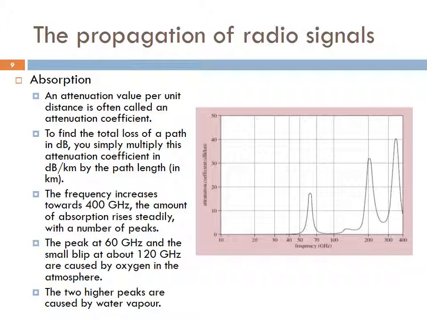Second, as the frequency increases towards 400 GHz, the amount of absorption rises steadily with a number of peaks. The peak at 60 GHz and the small blip at about 100 GHz are caused by the oxygen in the atmosphere. The two higher peaks are caused by water vapor. Because of the high attenuation at these peaks, the maximum propagation distance for radio frequencies in these regions is greatly limited. Above the frequencies plotted here, the attenuation coefficient continues to rise.